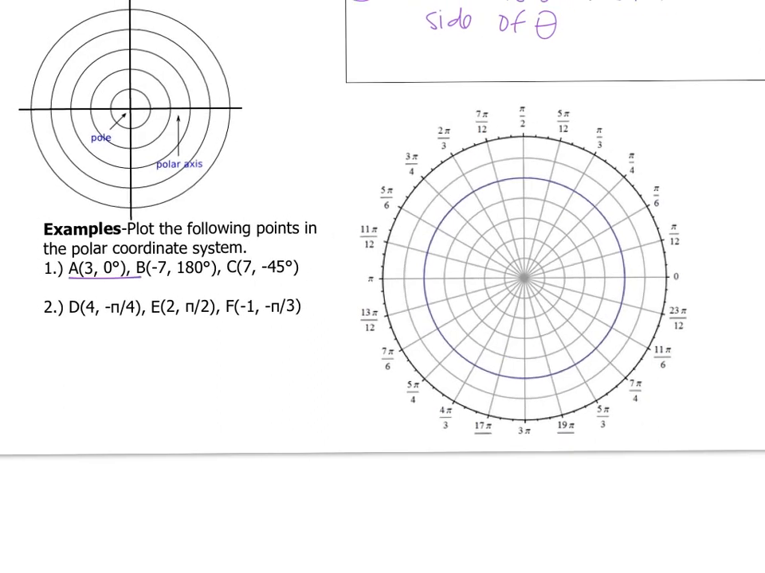So for the first one, point A is 30 degrees. So 0 degrees is right here. So along that terminal side of the angle, I'm going to count 1, 2, 3 units. So point A would end up right there.